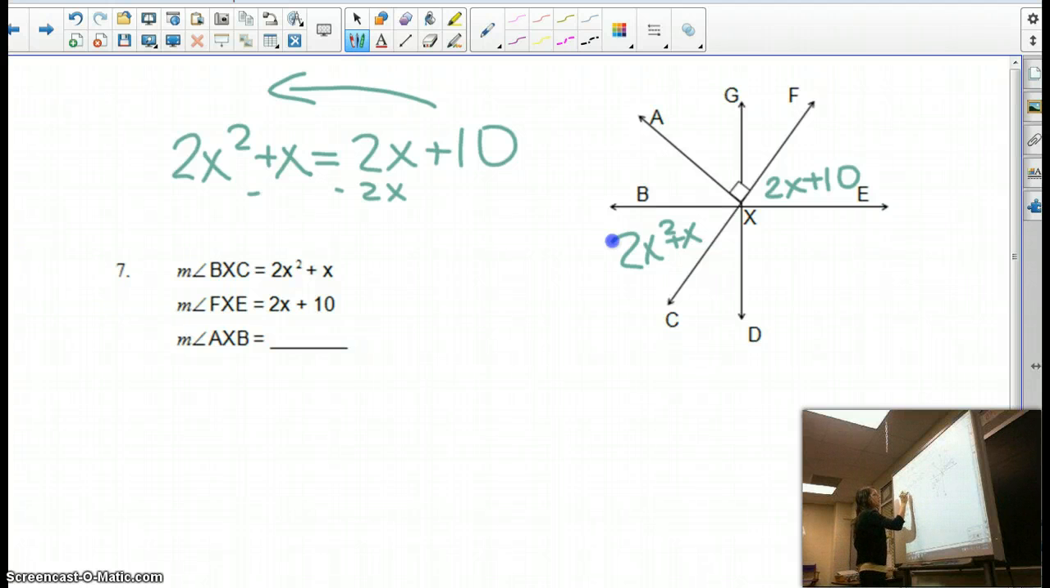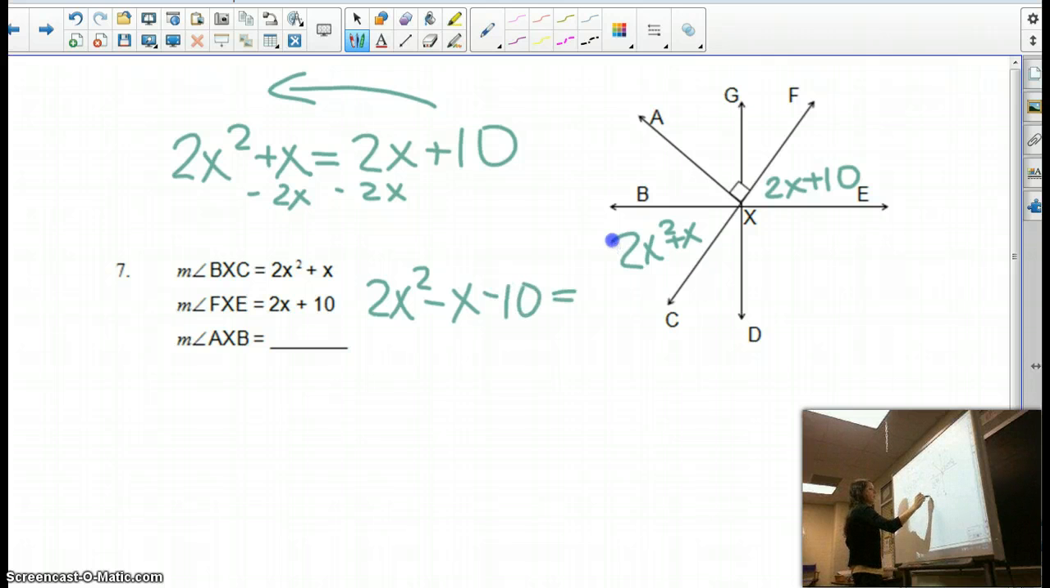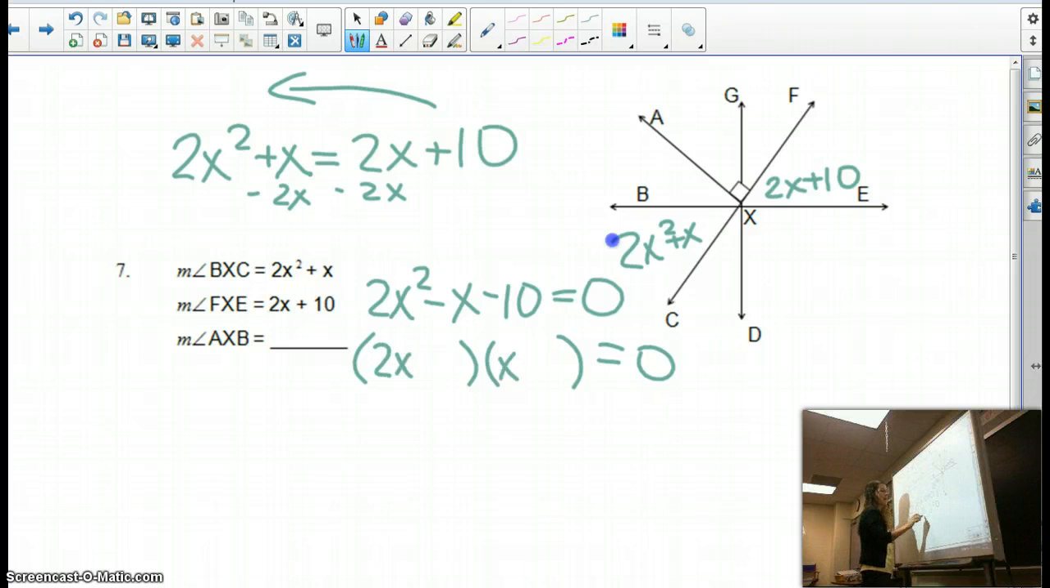So I can subtract 2x from both sides, and I'm going to write down here, I've got 2x squared, let's see, 1 minus 2, I'll give you a negative x, and if that's okay, I'm going to go ahead and bring the 10 over while we're at it. So this one we're going to have to factor a quadratic with a leading coefficient. So I'm going to put 2x and x.